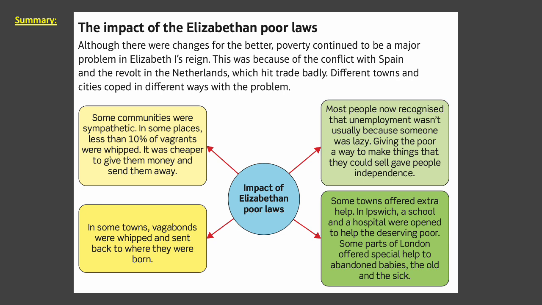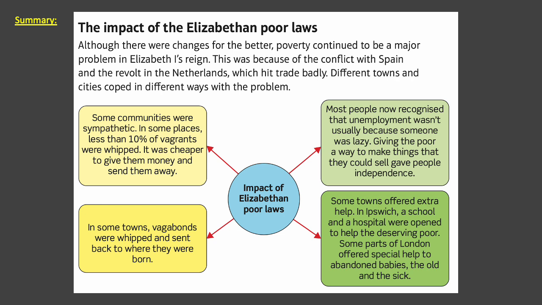So we can see the impact that some communities were sympathetic, Ipswich for example, and others were less sympathetic, shall we say. It's cheaper to give them money and send them away than to deal with them. That's what some places did. So it's a mixed bag. The impact is good in some places, not so good in other places. In some towns, the vagabonds were whipped, sent back to where they were born, killed, holes in their ears.